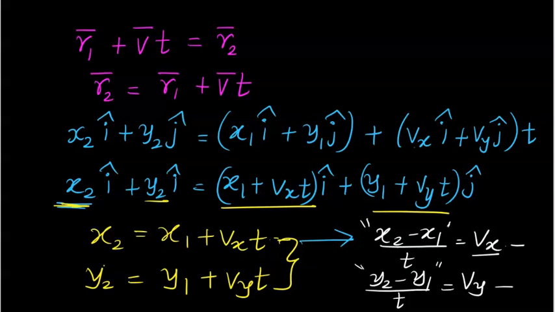So these two directions can be thought of as independent of each other. The velocity in x direction does not depend on the displacement in the y direction, and the velocity in y direction does not depend on the displacement in the x direction. So these two directions can be thought of as independent of each other. These velocities do not depend upon the other direction's displacement.